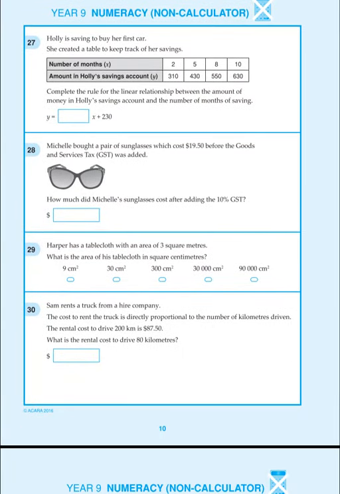Question 27. Holly's saving to buy her first car. She created a table to keep track of her savings. Complete the rule for the linear relation between the amount of money in Holly's savings account and the number of months of saving.